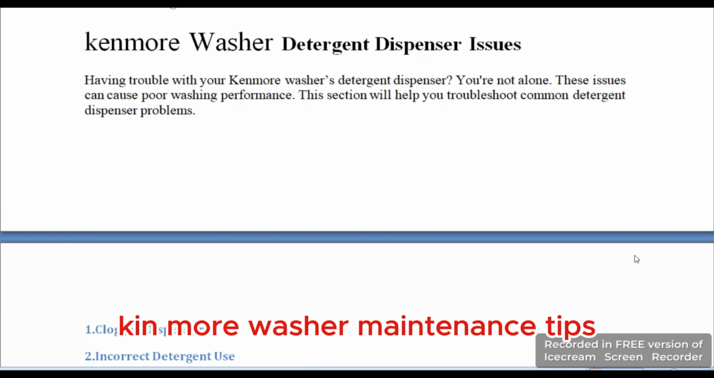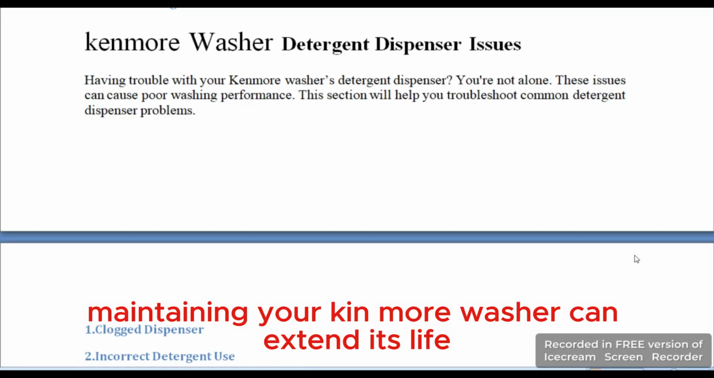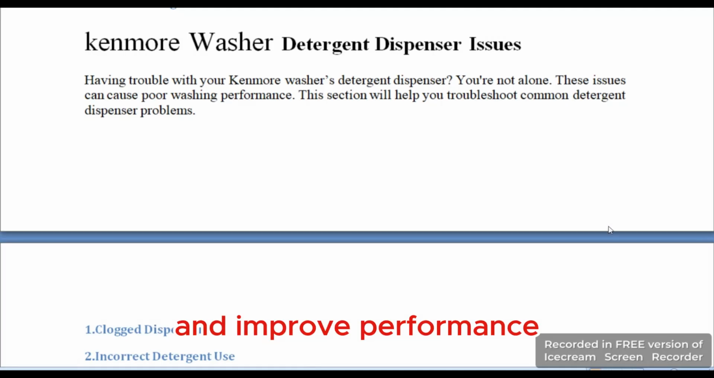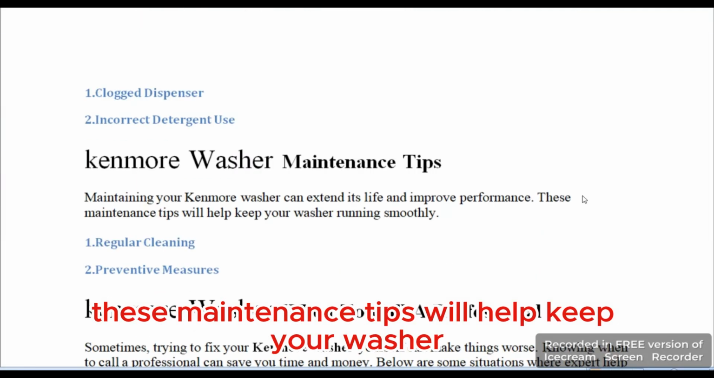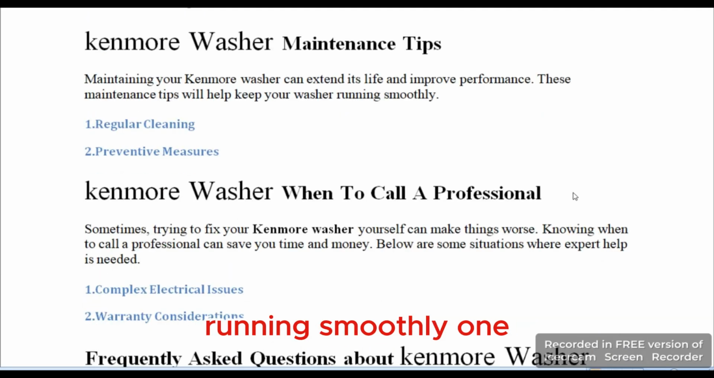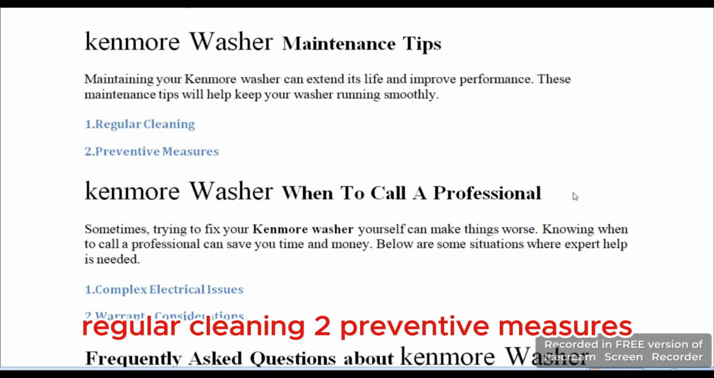Kenmore washer maintenance tips. Maintaining your Kenmore washer can extend its life and improve performance. These maintenance tips will help keep your washer running smoothly. 1. Regular cleaning. 2. Preventive measures.